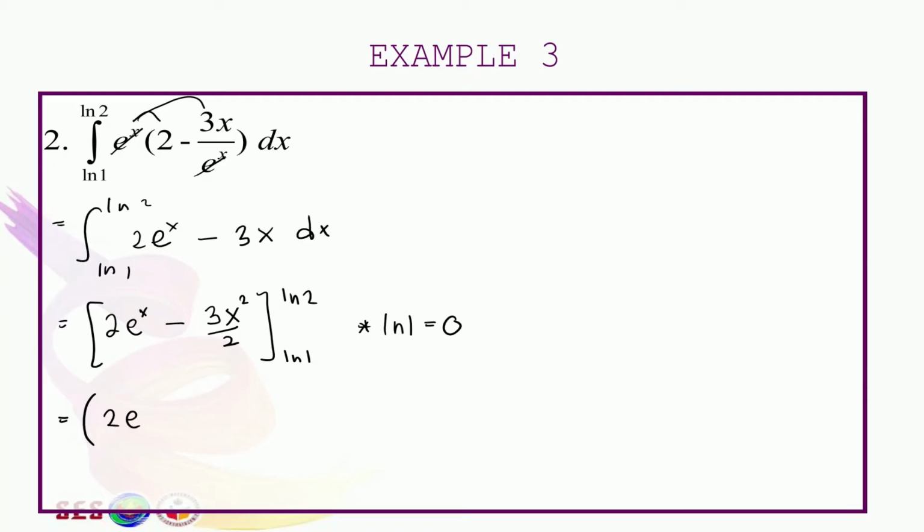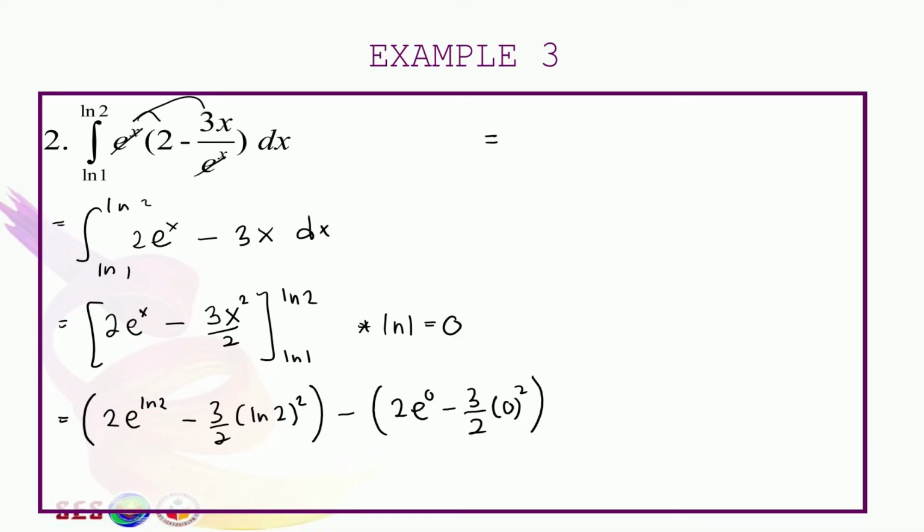So we have 2e to the power of ln 2 minus 3 over 2 (ln 2) to the power of 2, minus 2e^0 minus 3 over 2 (0) to the power of 2. Okay, so I continue over here. Now I would like to simplify the answer.